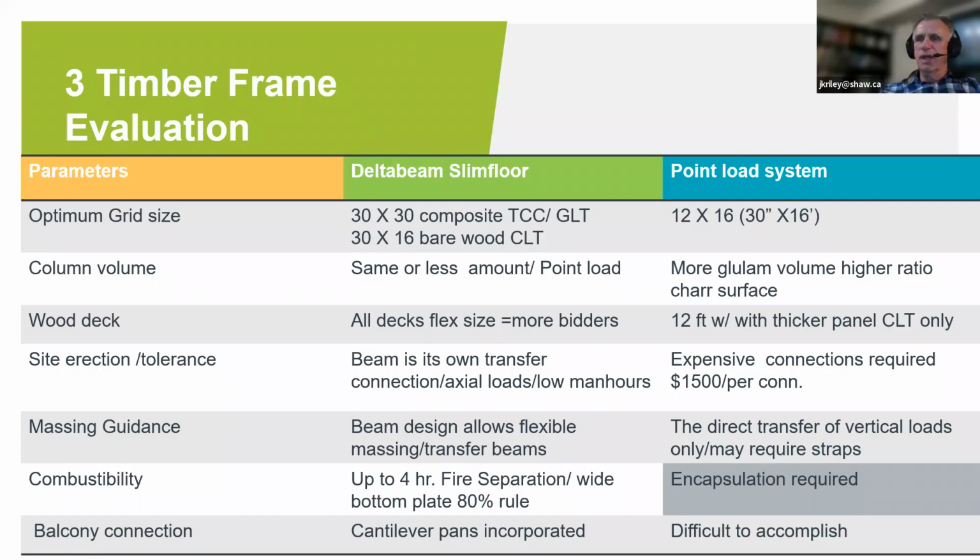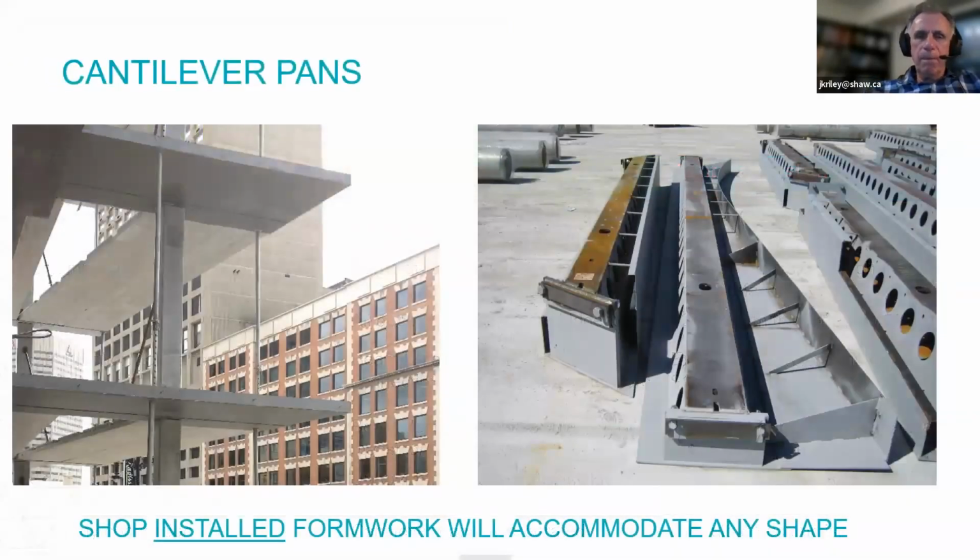Balcony connections. Okay, we can incorporate cantilever pans into the composite beam slim floor with no problem. And we'll show you that in a minute. This here is very difficult to accomplish, very expensive. There's a lot of prototypes being built to try and work around what we can do with cantilever pans. Speaking of cantilevers, here we go. So what you see here, out to the street and off to the side. So you have a two-way cantilever here. Okay, this is a composite pan right here. So here's a curved pan right here.